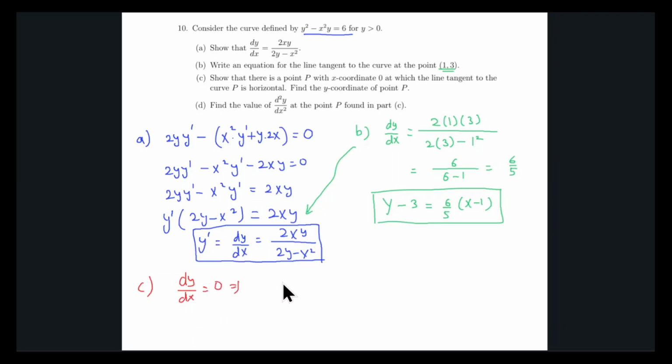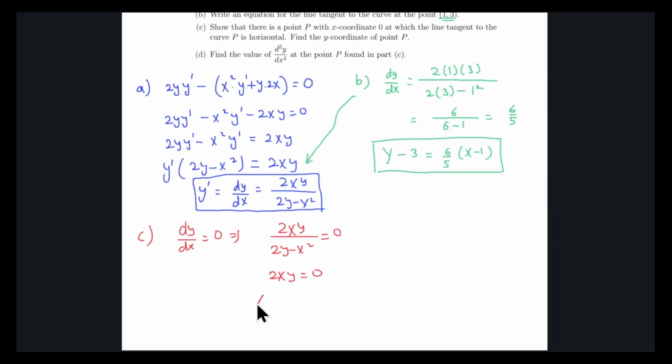This means that 2xy over 2y minus x squared should be 0, which means that the top should be 0, right? So 2xy should be 0. So obviously one possibility is when x is 0, and one possibility is when y is 0. I don't really care about y equal to 0 because they are just saying to prove that the x coordinate is 0. So obviously x coordinate equal to 0 is definitely a possibility.